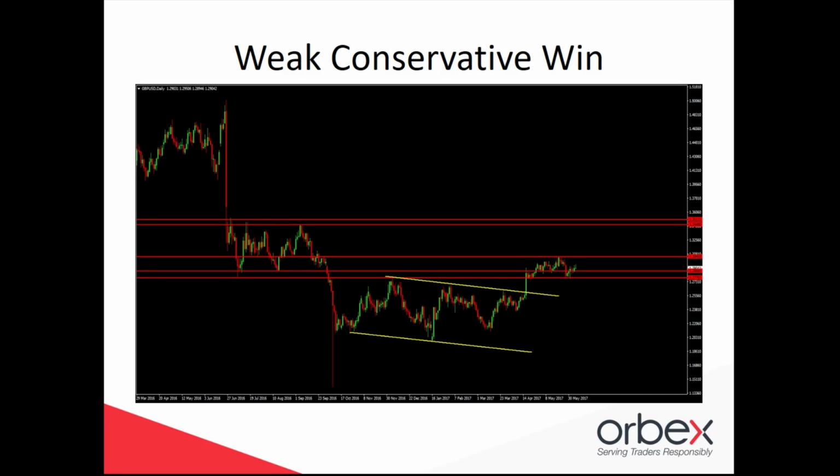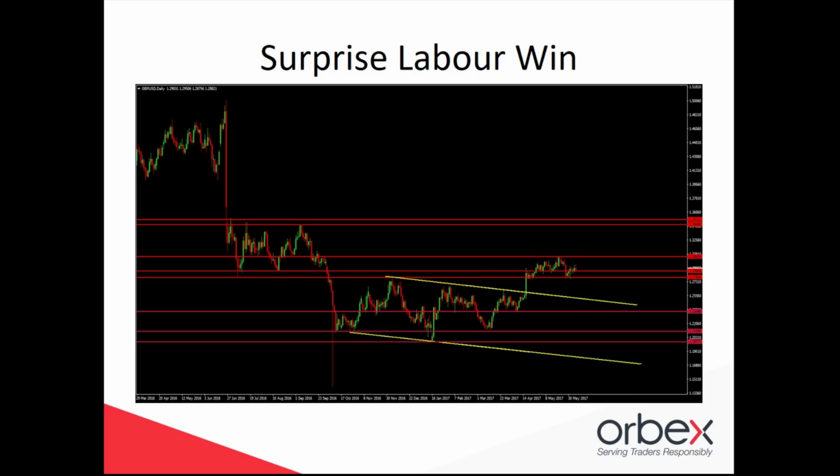The second scenario is a weak Conservative win, where they gain power with only a slight majority. In this scenario, the local 130.45 high is likely to prove resistance, and so if price does make it to that high, it's unlikely to move above that level and the current range will likely remain.